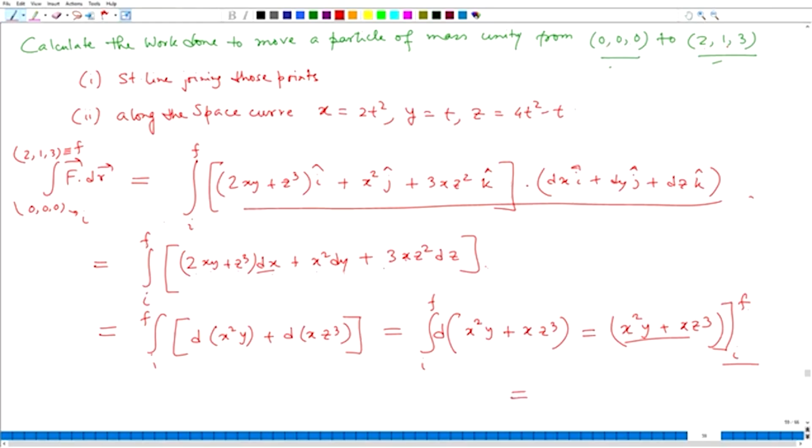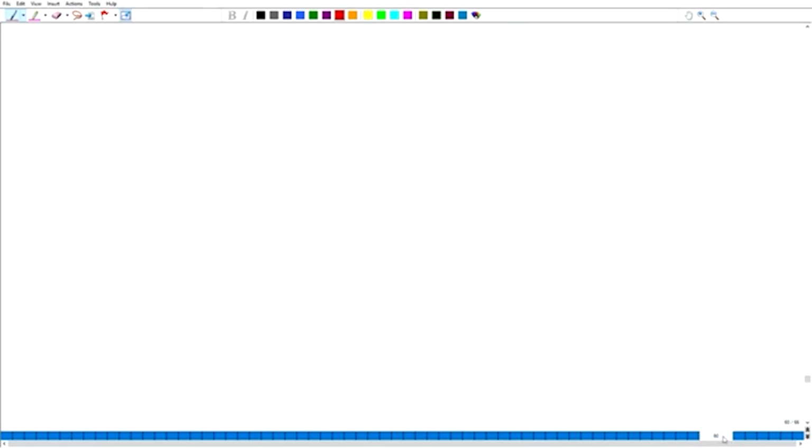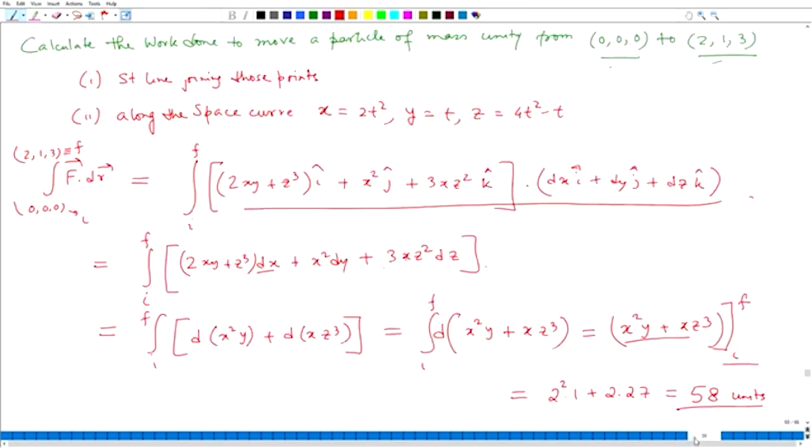So, when x is 2, y is 1 and z is 3, if you calculate, you will get 2 squared times 1 plus 2 times 27. So, this is 3 cubed, and you will have 54, 58 units. Okay. So, that is the work done. Now, the interesting point is, if you go along any path connecting these 2 points, the work done will always be equal to 58 units.